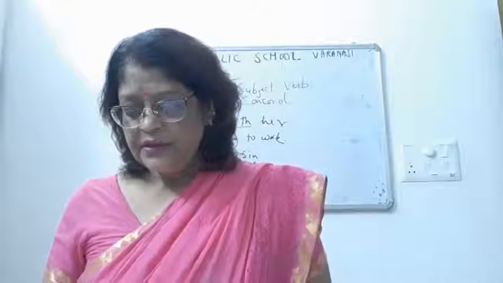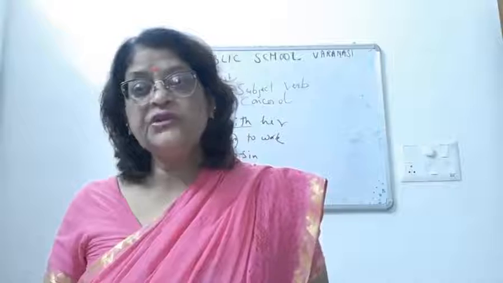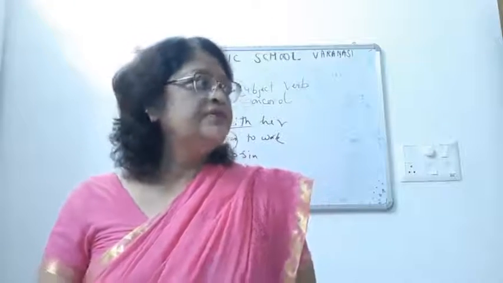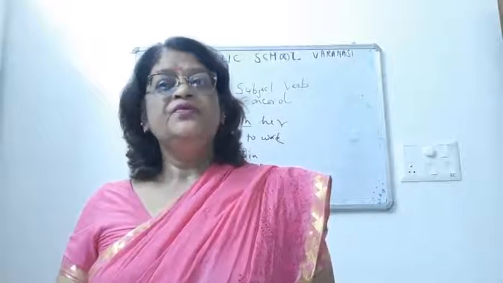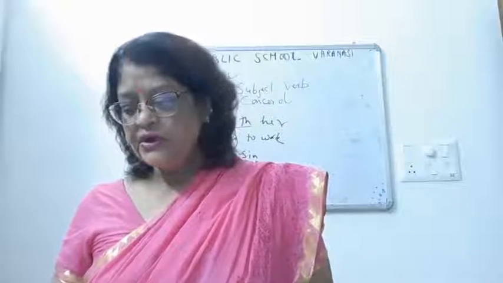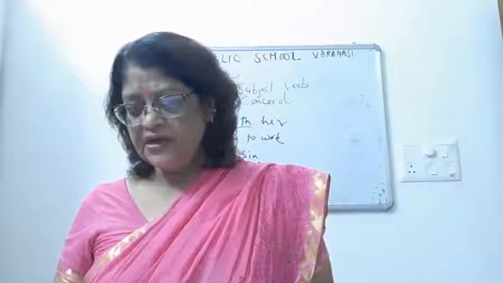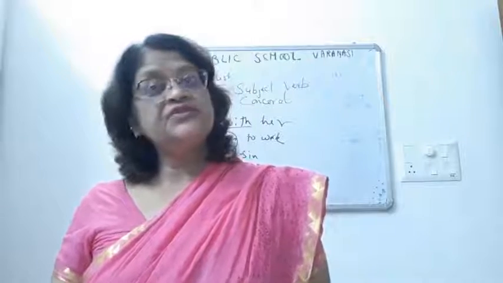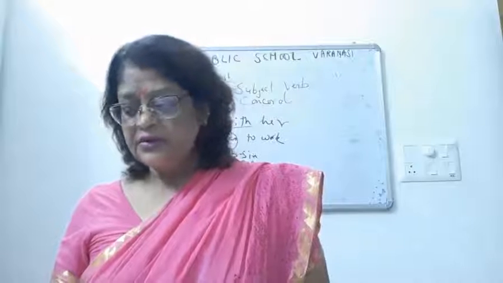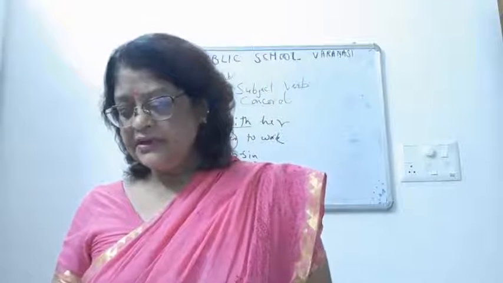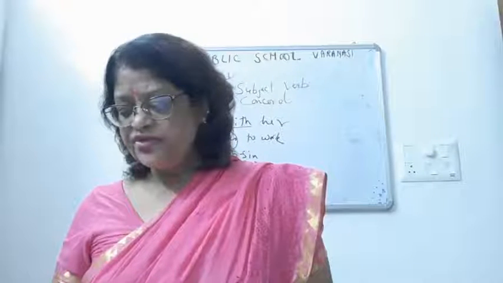Okay. Now, rule number 3. Nouns such as clothing, food, furniture, crockery, cutlery, stationery, and footwear are singular. Nouns such as clothing, food, furniture, crockery, cutlery, stationery and footwear are singular and the verb therefore should be singular.